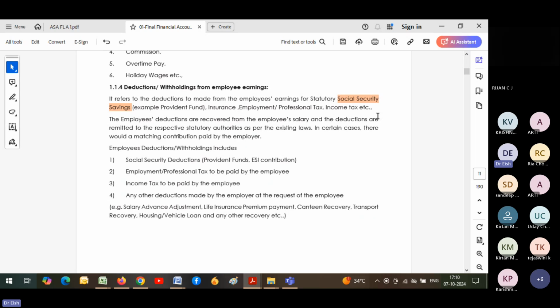Then insurance, employment or professional tax. Professional tax is payable by lawyers or somebody who is a professional. He will pay the professional tax. Somebody who is not a professional does not pay the professional tax. And the last is income tax. Okay, in income tax, TDS is the main thing. The employer deductions are recovered from the employee's salary, and deductions are remitted to the respective statutory authorities as per the existing laws. So we have to follow the laws.